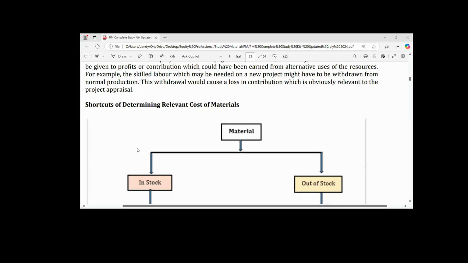So in line with the principle of relevant costing, disposal value represents a saving to the organization. And I mentioned to you that on the day of your exam, the examiner will tell you that the material will be disposed of at a cost, and that it is not a cost, rather it's a saving.